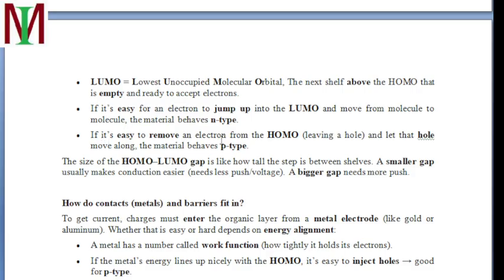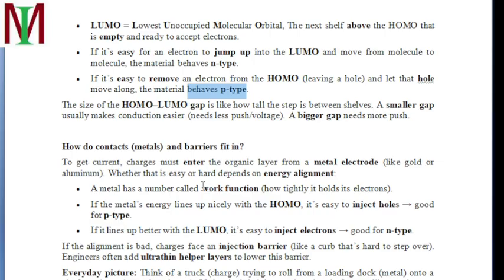So it is easy to remove an electron from the HOMO, leaving a hole. And once a hole is created, that hole also has the freedom to move. When the hole moves along, the material behaves as p-type. So if electrons are moving, it becomes n-type, and if the holes are moving, it is called p-type.